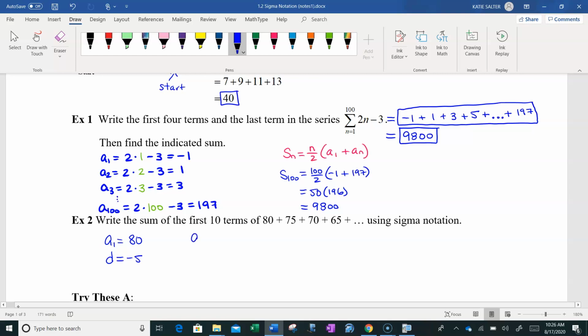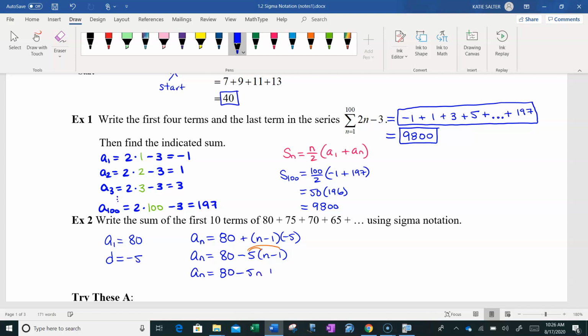So coming up with this formula, we would say a sub n is equal to 80 plus n minus 1 times -5. Now, again, from our previous lesson, you may want to rearrange that. It might make it easier to distribute. So that's really saying 80 minus 5 times n minus 1. So that we then distribute the negative 5 to n and the negative 5 to negative 1. So we have a sub n is equal to 80 minus 5n plus 5. And we come up with the formula a sub n is equal to 85 minus 5n.